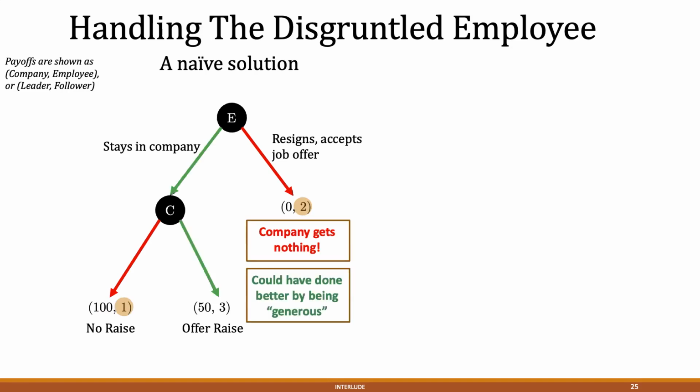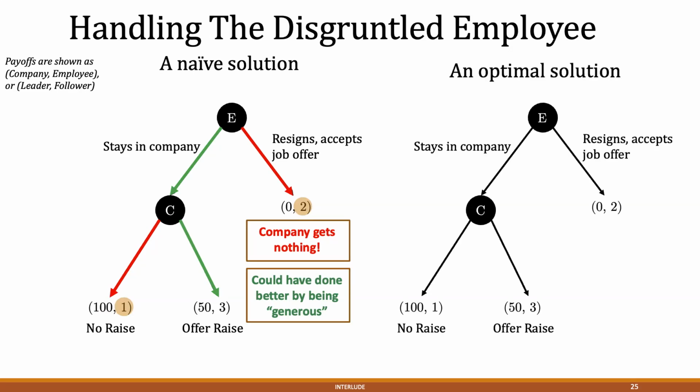Now you can try to be generous, which is the opposite thing. Always offer him a raise, and that works, right? You will get a payoff of 50. The question is, can we do better? And the answer is yes. And here's how you do it better.